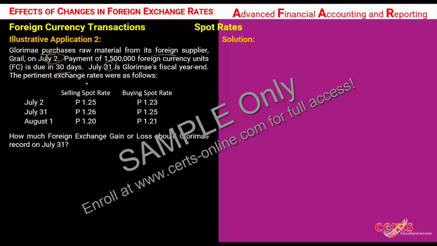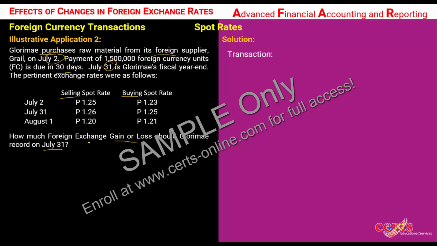The spot rates were also provided, but this time we have both the selling spot rate and the buying spot rate. And the requirement is for us to determine the gain or loss to be reported on July 31, the reporting date. To determine the gain or loss, the first thing we have to do is to take a look at the transaction and determine whether we are to use the selling spot rate or the buying spot rate.